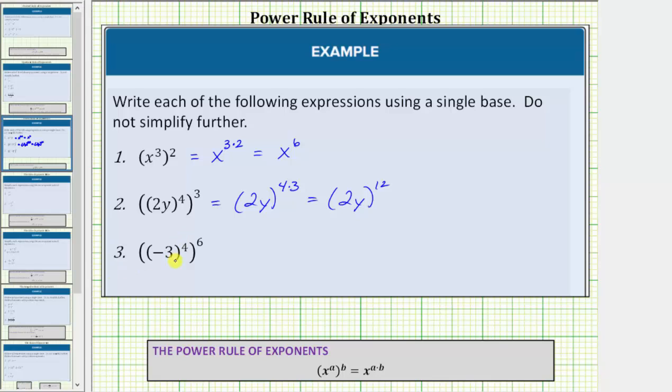For number 3, we have the base of negative 3 raised to the fourth power raised to the sixth power. Because we have powers raised to powers, we multiply the exponents. This is equal to the base of negative 3 raised to the power of 4 times 6. 4 times 6 equals 24. This simplifies to the base of negative 3 raised to the 24th power. And again, we will not multiply this out because we're told to leave the expression written using a single base and to not simplify further.